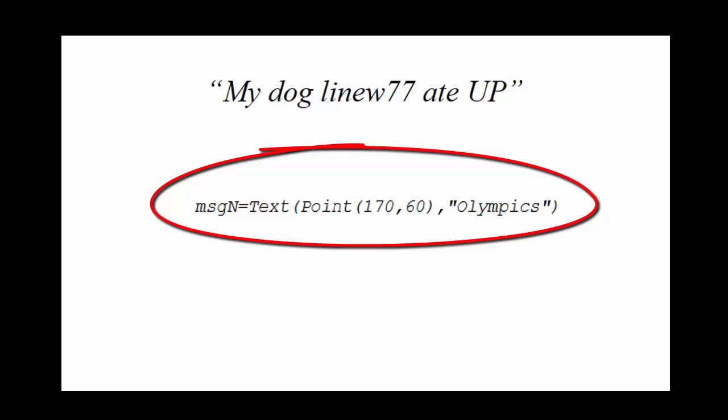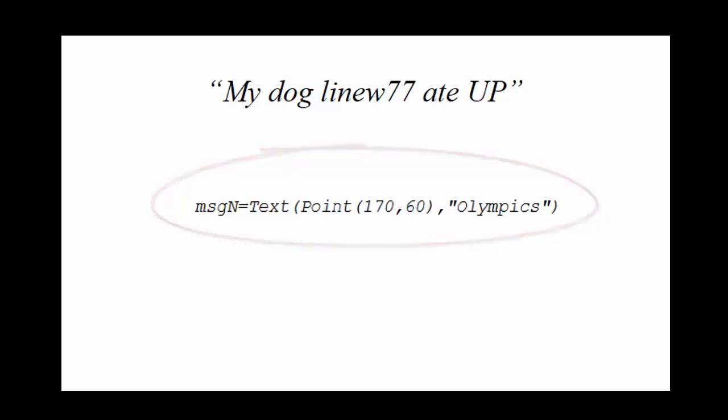Here is the Python statement. This statement creates an object of class Text and places the middle of the string, in this example Olympics, in the middle of where the point x 170 and y 60 points to. Let's see the results of this Python statement on a window in Canvas.